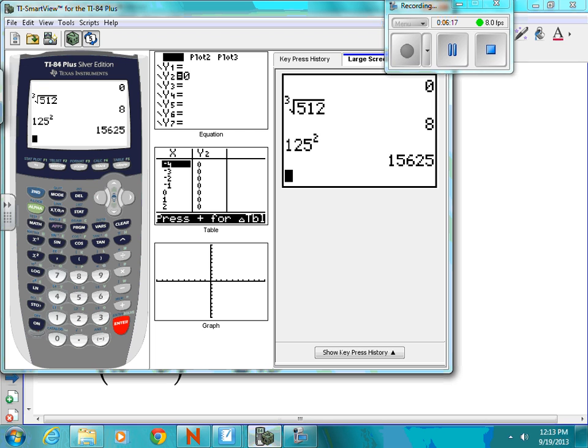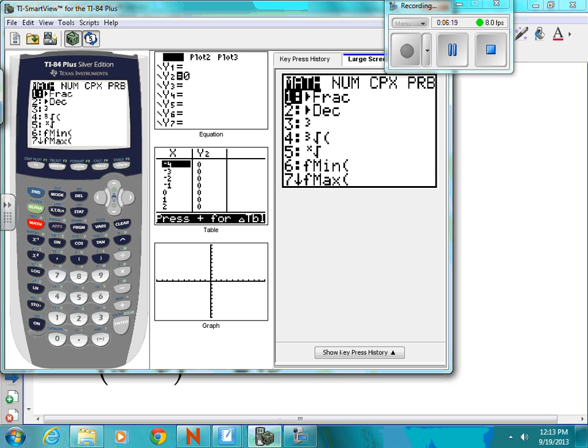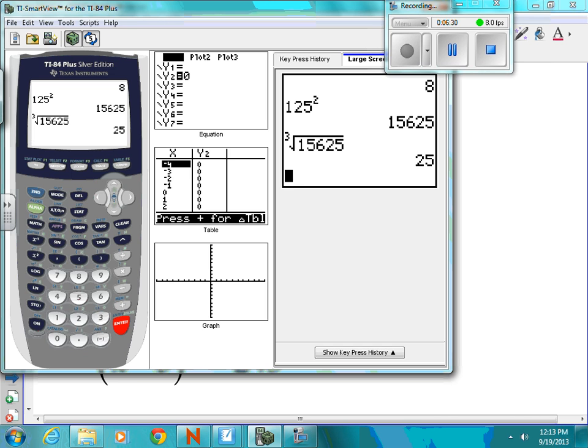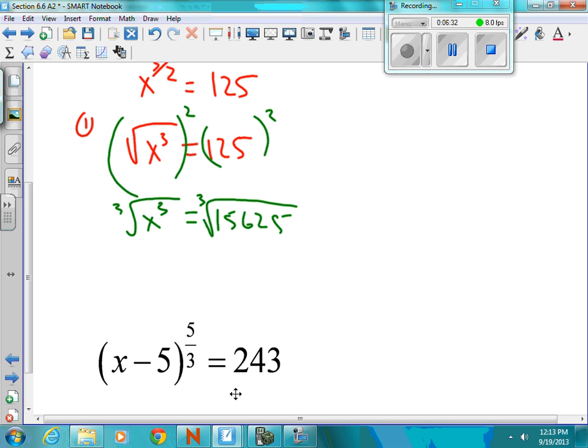15,625. Go back to our calculator and go down to number 4. The cube root of 15,625 gives 25. So that's one method. That's one way to do it. Obviously, check these. Plug it back in. 25 to the 3/2 power in our calculator. We'll do that in a minute.